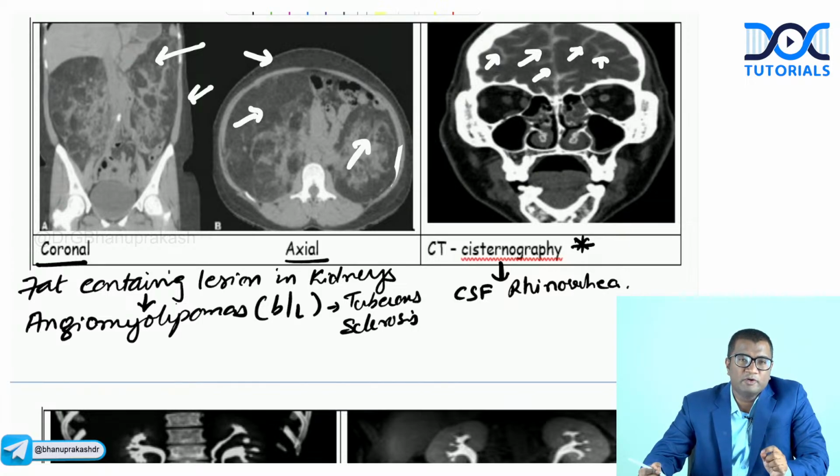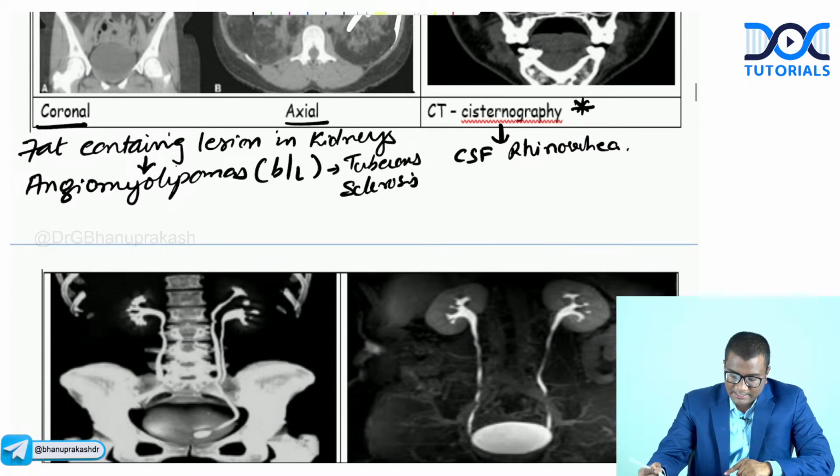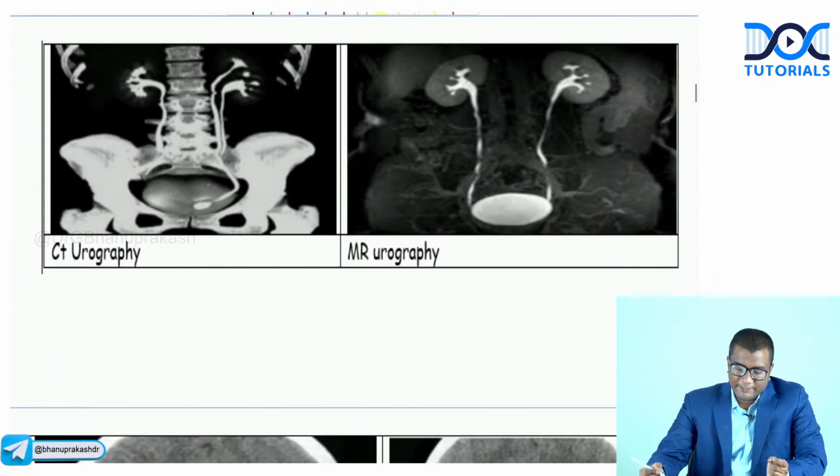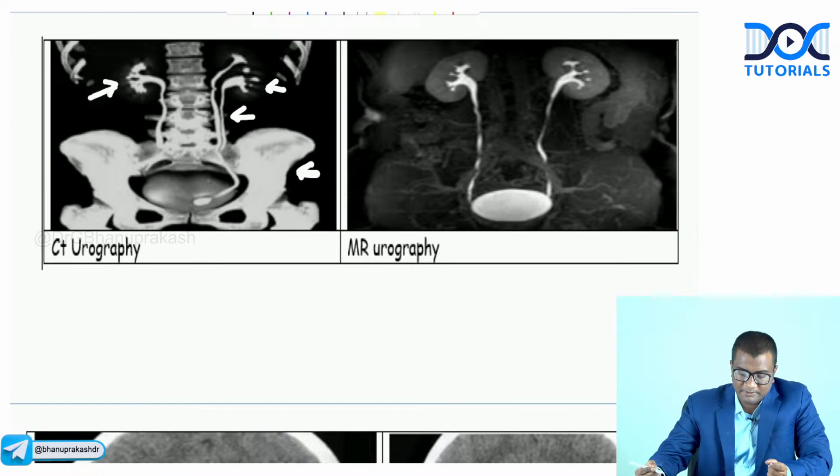CT cisternography: we do a lumbar puncture and inject the contrast into the subarachnoid space, into the thecal space, right? So this is CT cisternography done for CSF rhinorrhea. Next thing. Now look at this image. The bones are white, and you can see a reconstruction done of the kidneys and the ureter. The pelvicalyceal system is seen clearly.